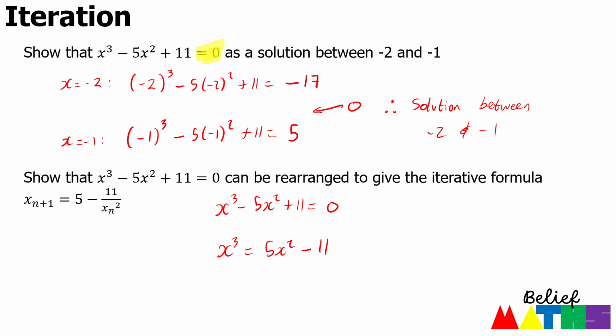Now you can see here there's a division by x squared under this 11, and that's what we're going to do here. We're going to divide all of the terms by x squared. And when we divide them all by x squared, well, x cubed divided by x squared gives me x. The x squareds here cancel, that gives us 5 minus 11 over x squared, which gives us exactly what we expected here. We just have to change our notation to x n plus 1 and x n.